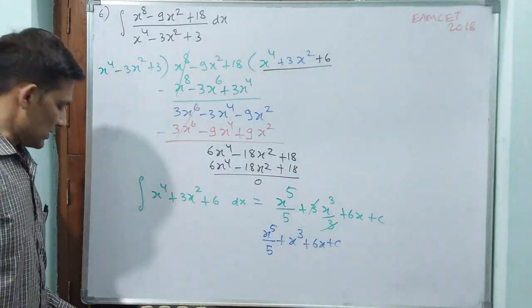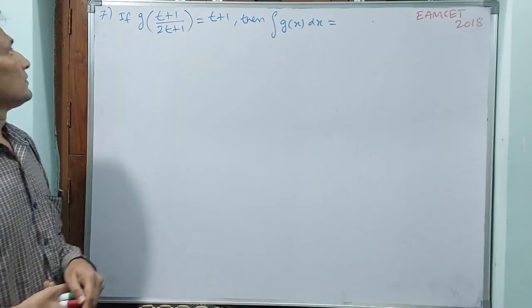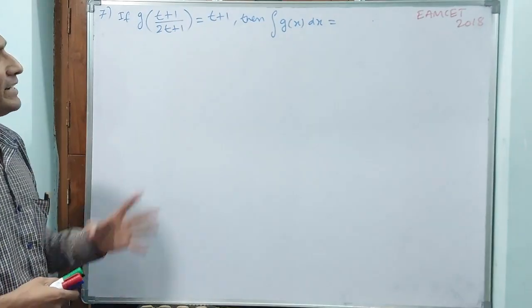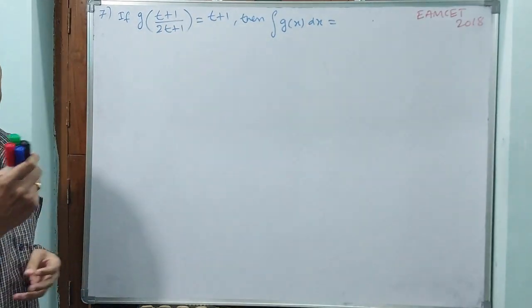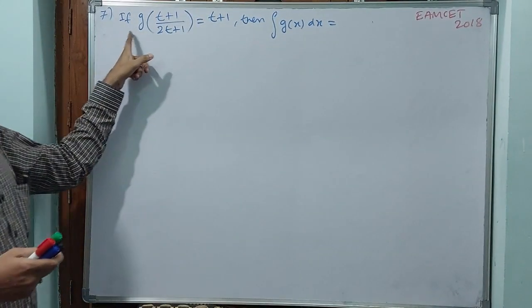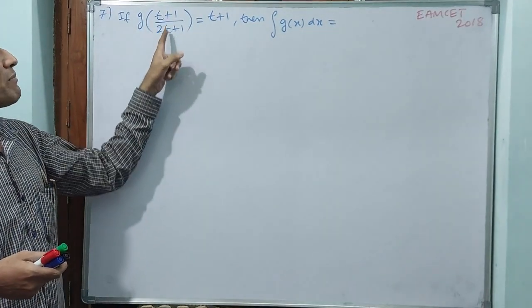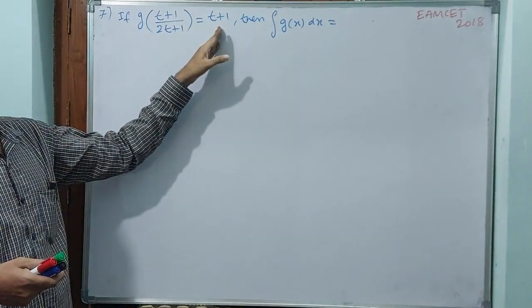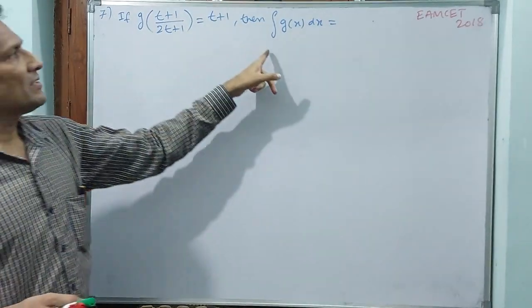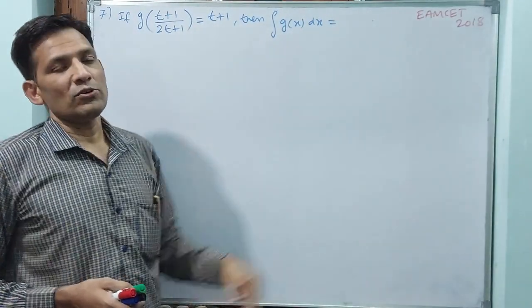Let us go for the next question. Okay, see question number 7, a little bit typical question this is. Observe carefully how to tackle this question. If g of (t plus 1) by (2t plus 1) is equal to t plus 1, then what is the integral of g of x dx, how much, like they are asking.